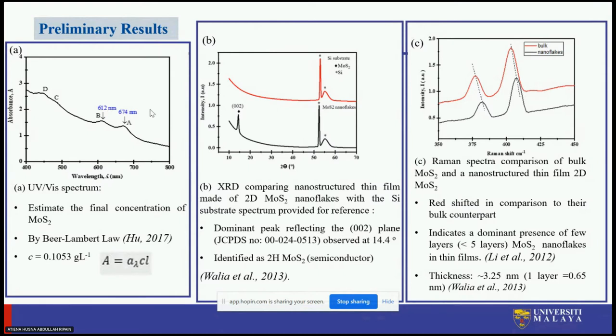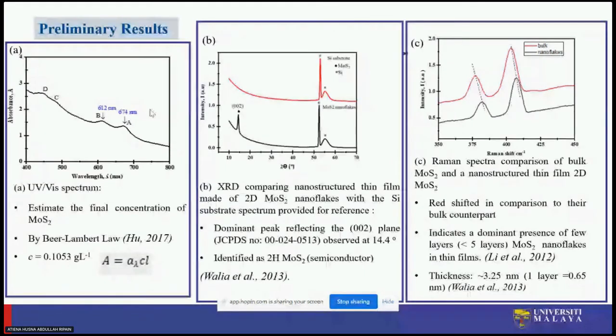And the other two peaks are below 500 nanometer. Also, from this UV-Vis spectrum, we can estimate the final concentration of MoS2 by using the Beer-Lambert law, and then I can find out that my concentration is around 0.1053 gram per liter.